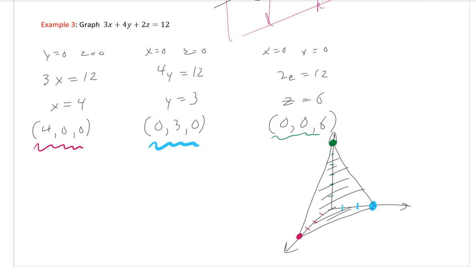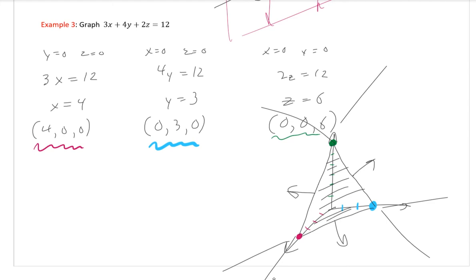But remember that this plane can also continue in all directions. So you can think about this like a corner of a room or something, and you have something slanted up against it. Then if that thing that you have slanted up against it continues on in all directions through the wall, that would be what this plane looks like. So it continues in all these directions. It just happens to intersect the x, y, and z axes at these points.